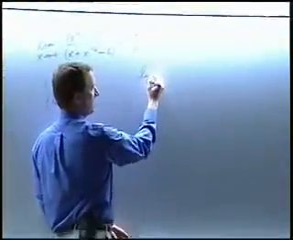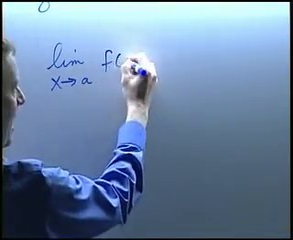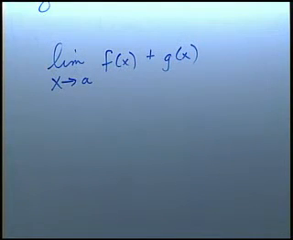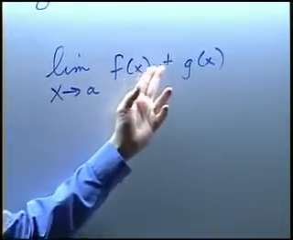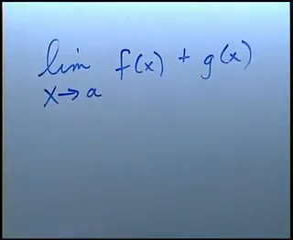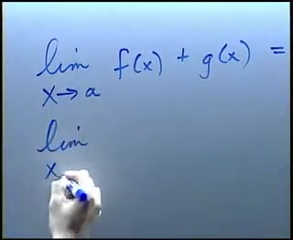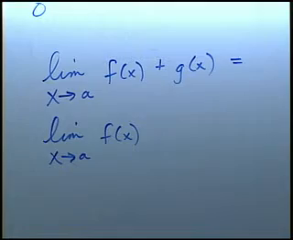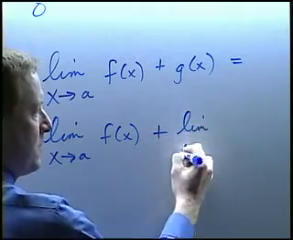It says the limit as x approaches some number a of f of x plus g of x. So say we have some type of equation here, f of x plus g of x, maybe it's x squared plus 2 or something. We want to find the limit as x approaches some number in that particular equation. What this formula says is that we can split this function apart. We can look at the limit as x goes to a in the first part of the function, the f of x, and then do the same thing in the second part.